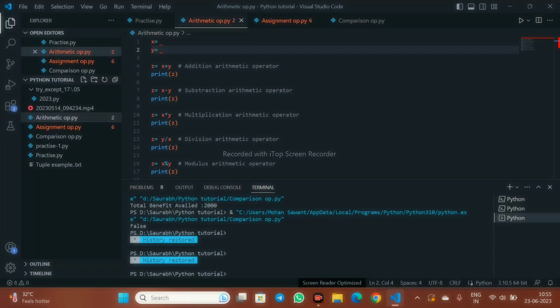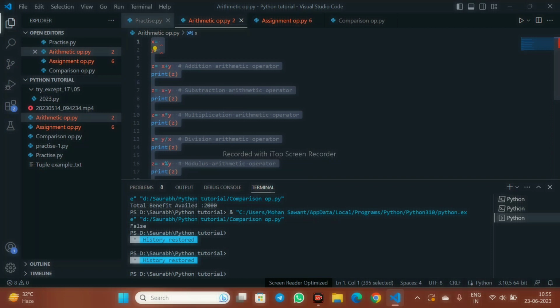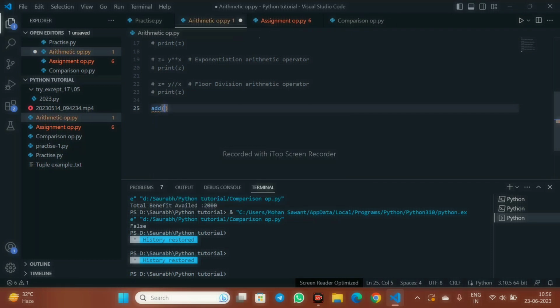Now, what is an operator? It is a module that exports a set of efficient functions corresponding to the intrinsic operators of Python. For example, operator.add(x, y) is equivalent to the operators of Python. First of all, I will comment this all part here, like this. So, for example, operator.add(x, y). So, this is our first operator in arithmetic operator.